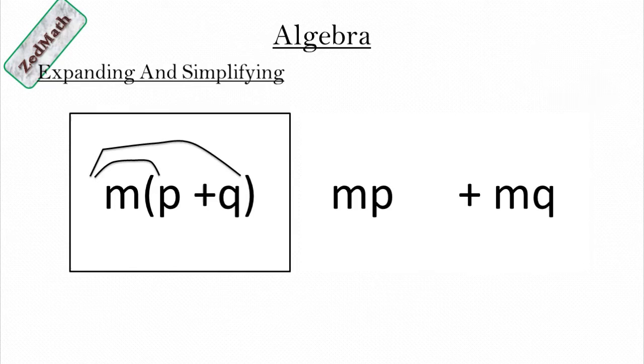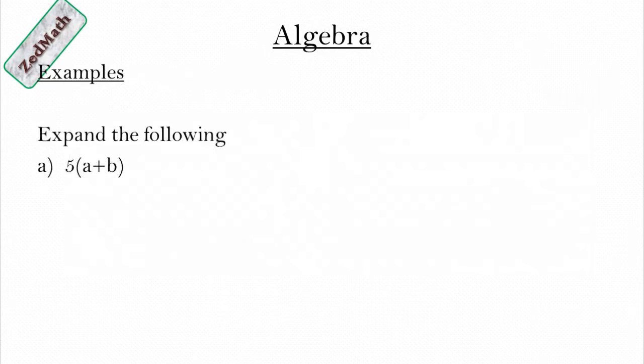Let's do some examples. Let's say we've been given this example question. Expand the following: 5 open bracket a plus b close bracket. So here's the solution. Just multiply 5 with everything inside the bracket. Start with 5 by a, we get 5a, and 5 by b, we get 5b. So this is the expanded form.